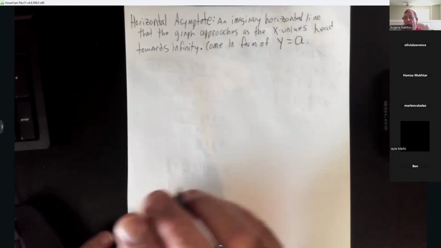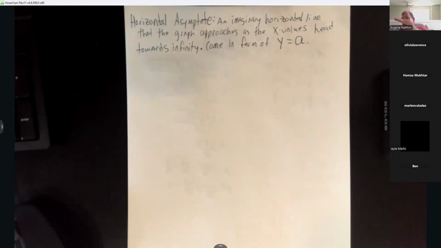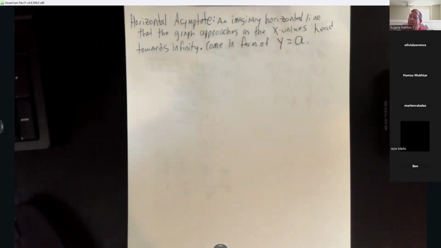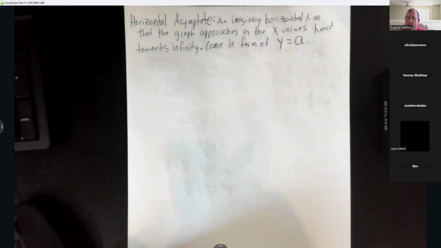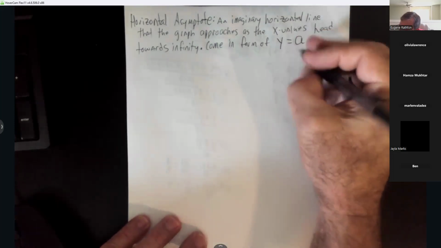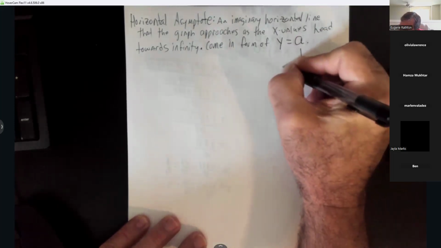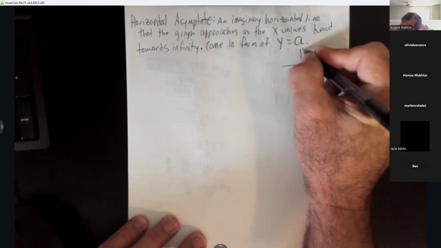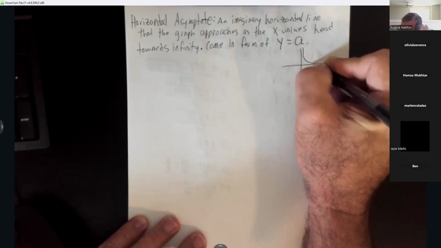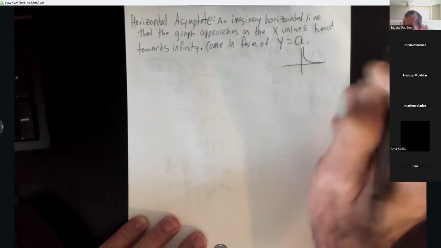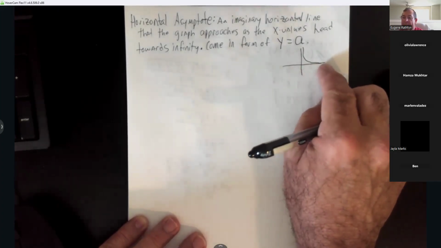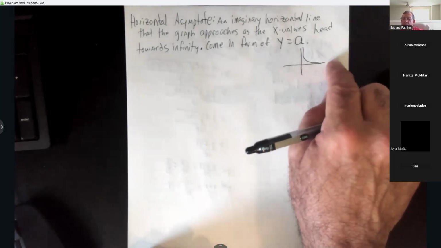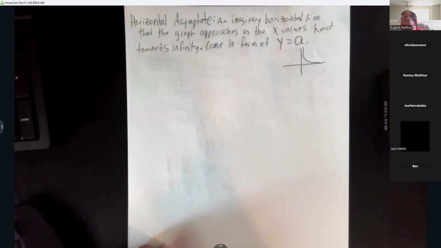Now, the graph doesn't really cross them. It tries to get to them over time, okay? Over time, it'll get closer and closer in value to these horizontal asymptotes. So let me show you. You can have a graph coming down and it just tries to get closer and closer to the x-axis as it heads towards infinity. So these are your horizontals, okay? And then the verticals were where it was undefined.